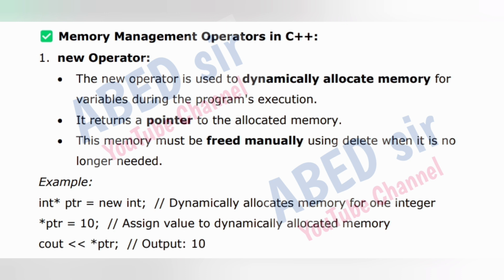int *ptr = new int; dynamically allocates memory for one integer. *ptr = 10; assign value to dynamically allocated memory. cout << *ptr; output 10.